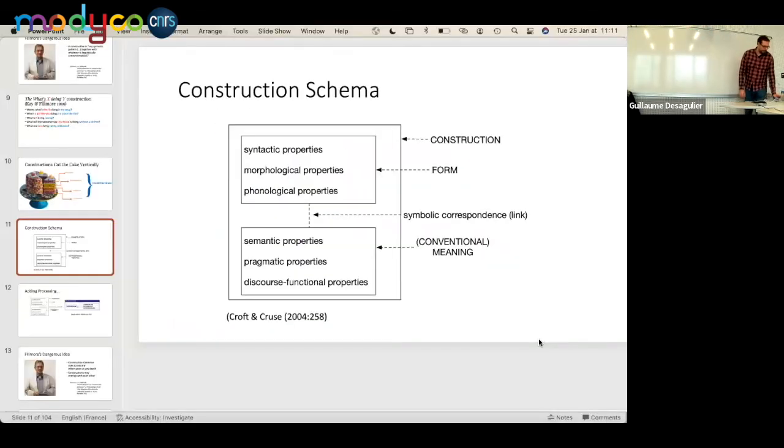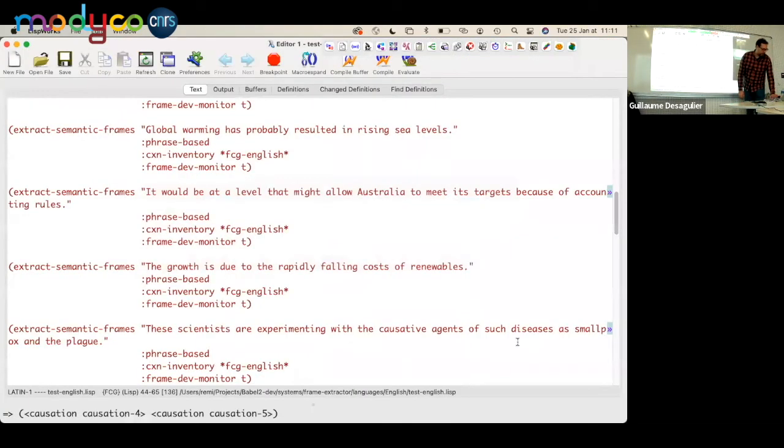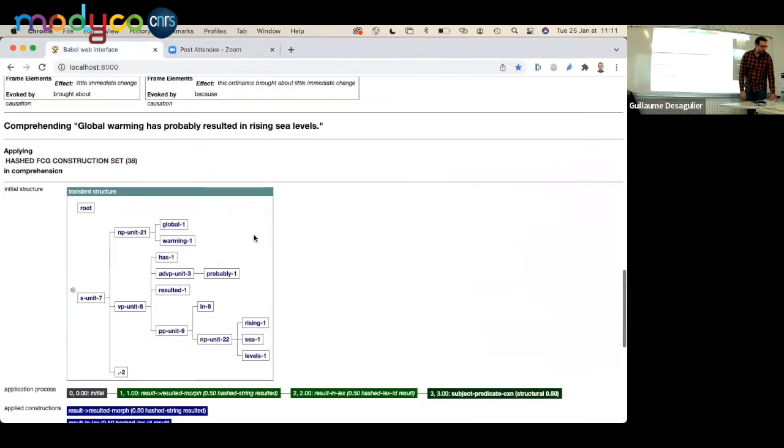And if I can quickly get out of the presentation and show it in real time. So if you have, let's say, this sentence, short. We go to the FCG web interface.